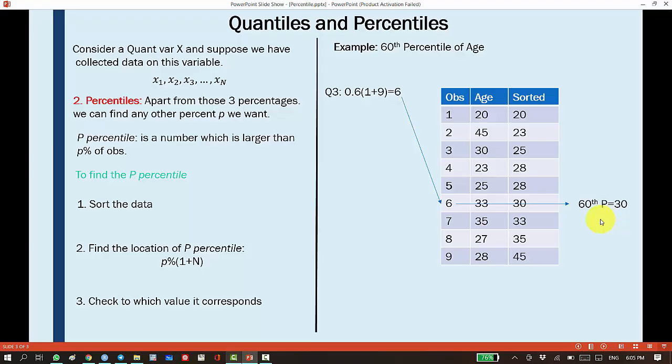That means 60% of observations in our data are smaller than 30. In other words, 60% of employees in the company are 30 or younger.